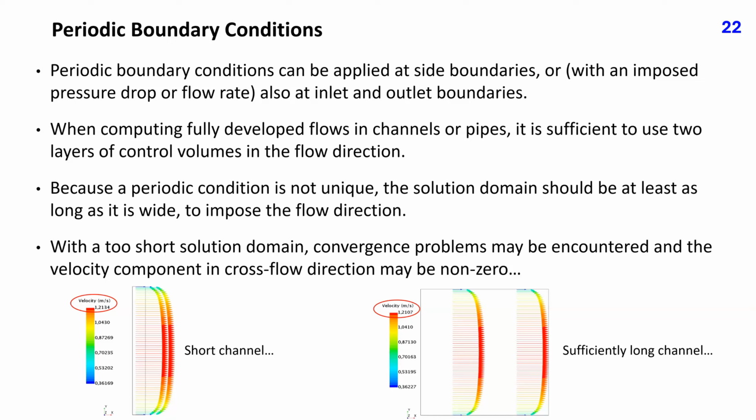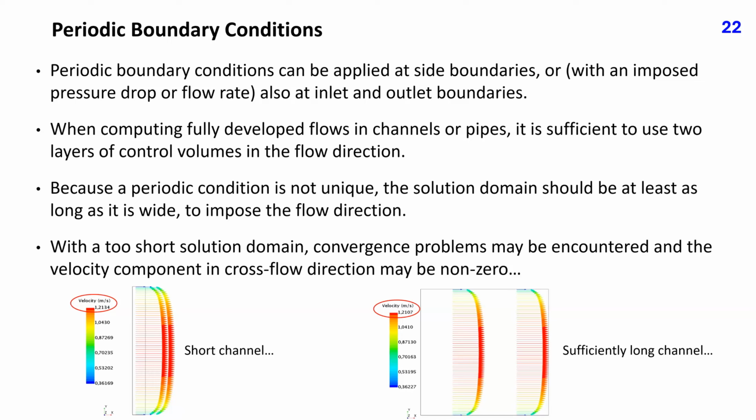Periodic boundary conditions can be applied at side boundaries or, with an imposed pressure drop or flow rate, also at inlet and outlet boundaries. When computing fully developed flows in channels or pipes, it is sufficient to use two layers of control volumes in the flow direction.